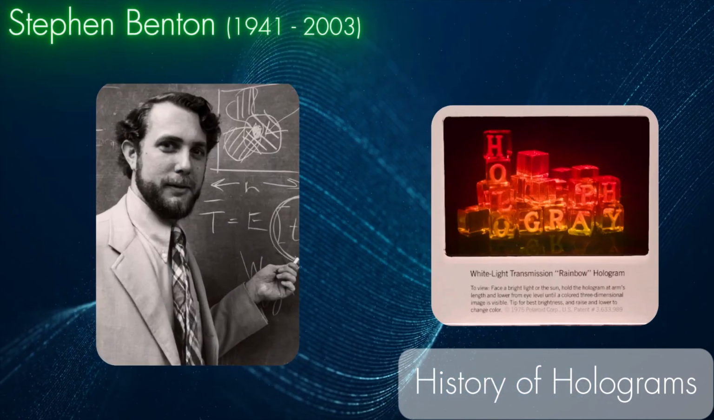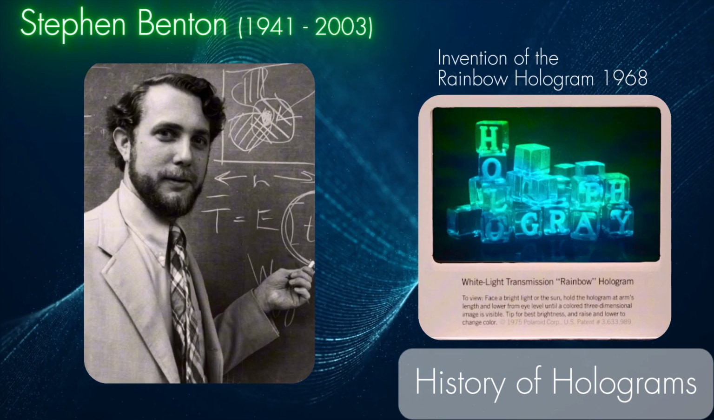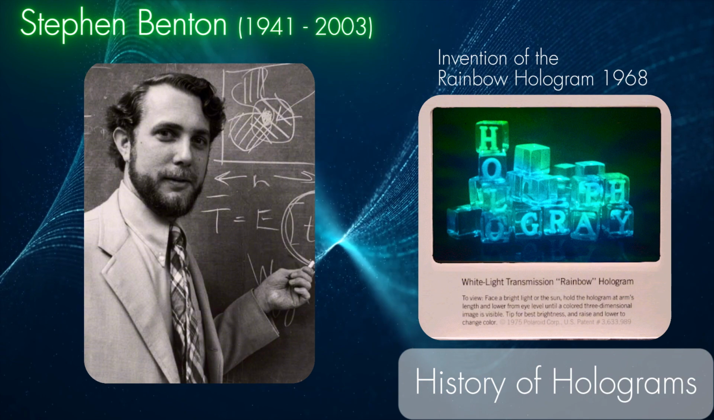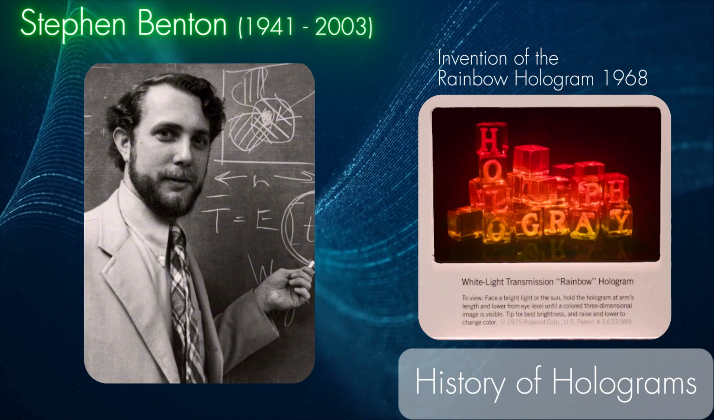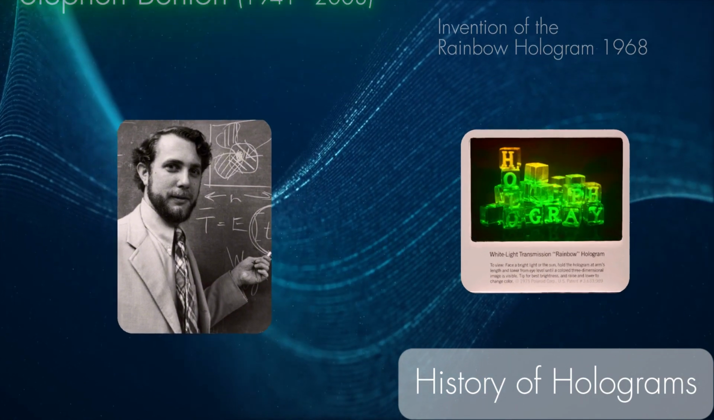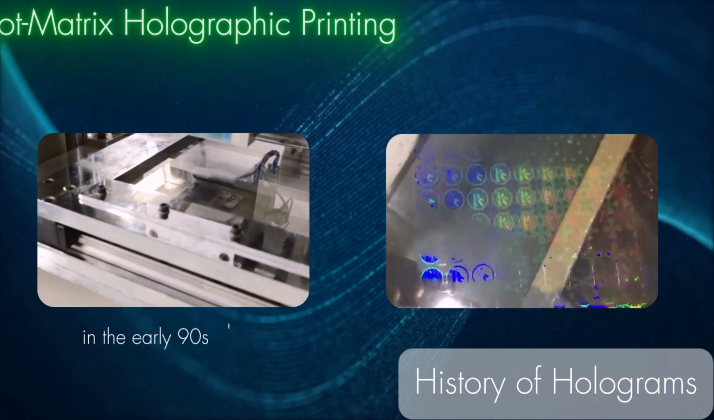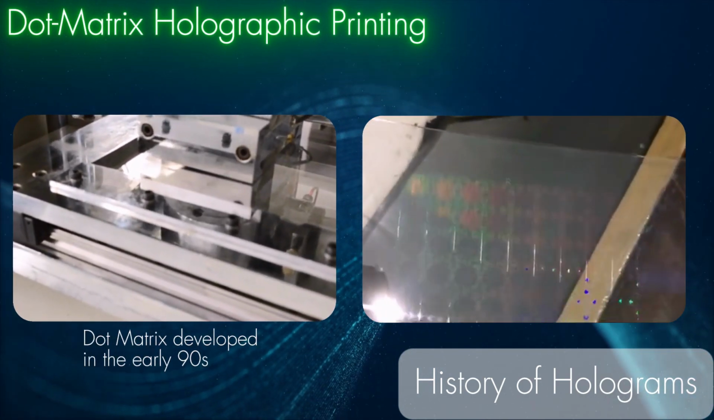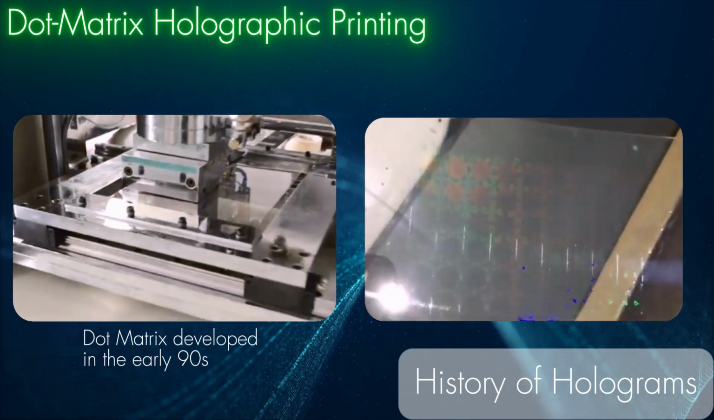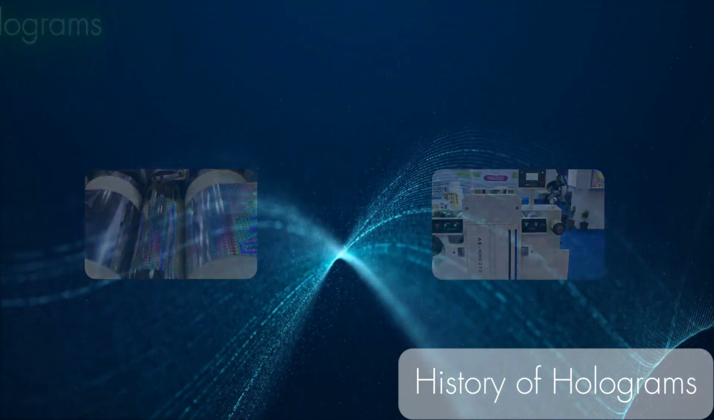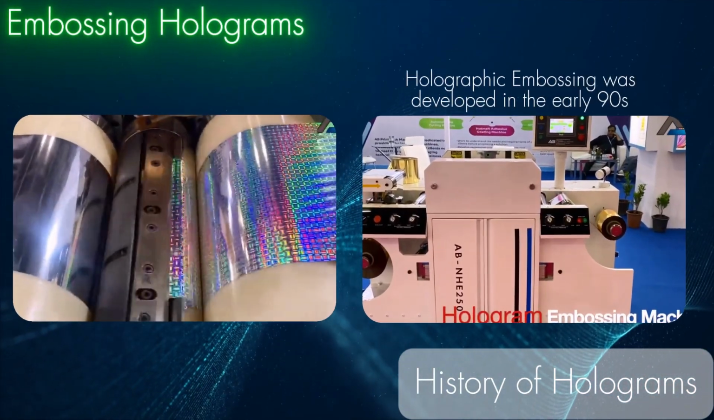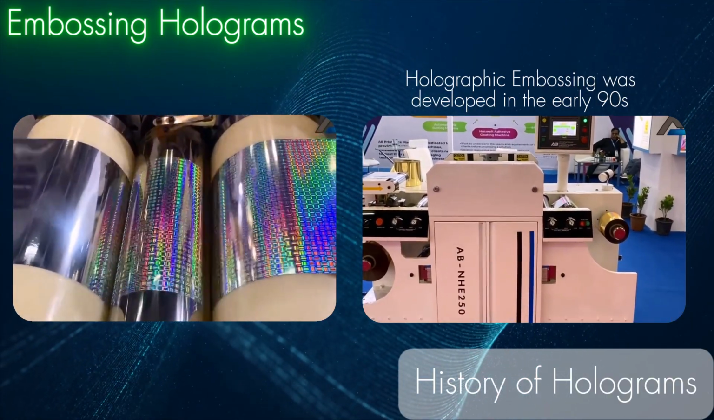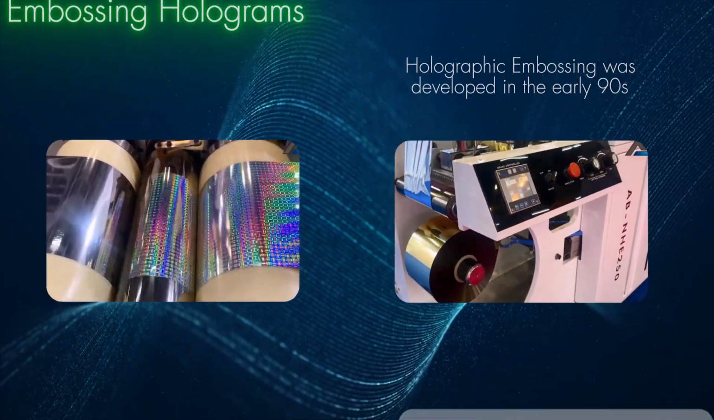techniques. In 1968, Stephen Benton's rainbow hologram was the next big step for holograms, as it made them bright and visible through white light. This made holograms more accessible to the public. The final steps for mass production were in the early 90s, with the dot matrix allowing for complex computer-generated holography to be printed into a master plate, and embossing allowed the master plate hologram to be replicated, making mass-produced copies cost-effective for widespread use in print and packaging.